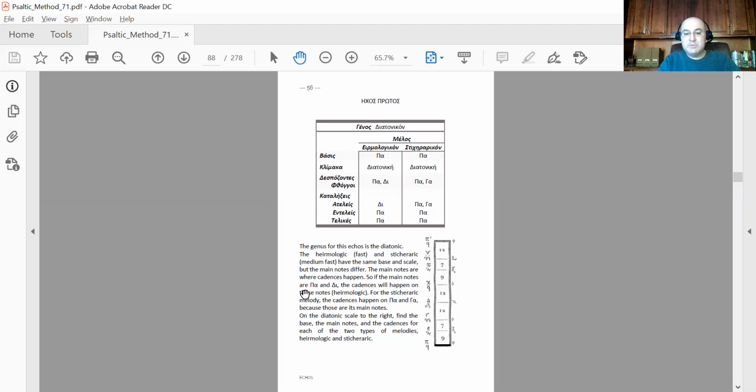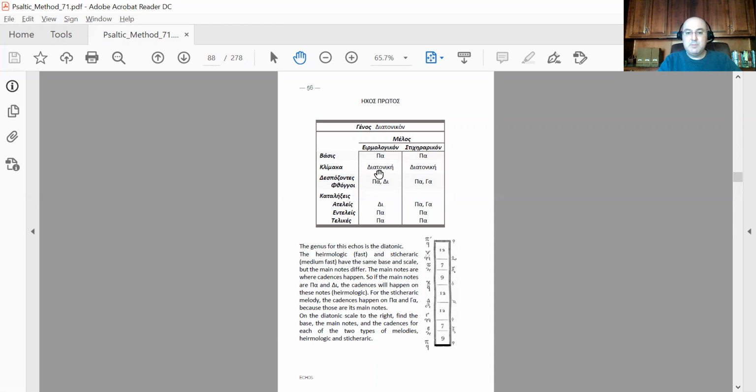So if the main notes are pa and di, the cadences will happen on these notes. For example, in the case of ειρμολογικόν, the cadences happen on pa and di. For the στιχηραρικόν melody, the cadences happen on pa and ga. On the diatonic scale to the right, find the base, the main notes, and the cadences for each of the two types of melodies. That's left as an exercise for you, but let's go ahead and do it now.